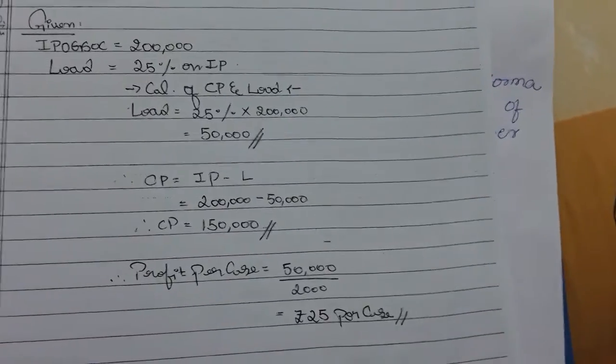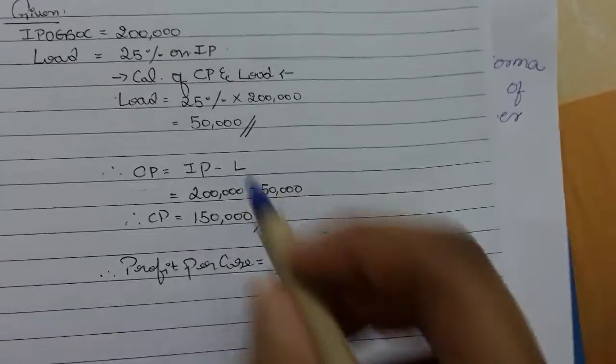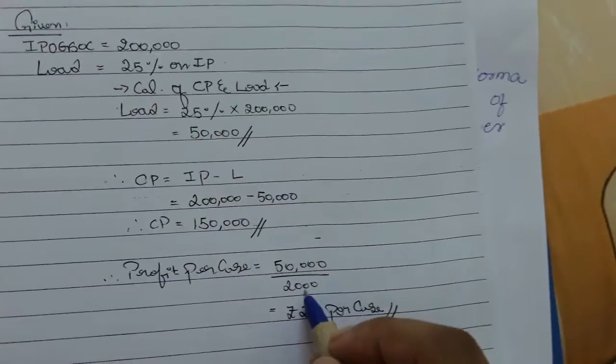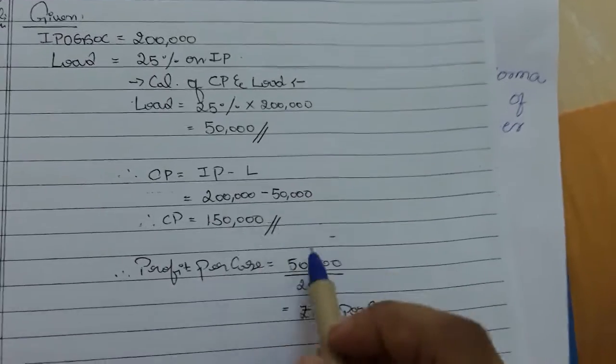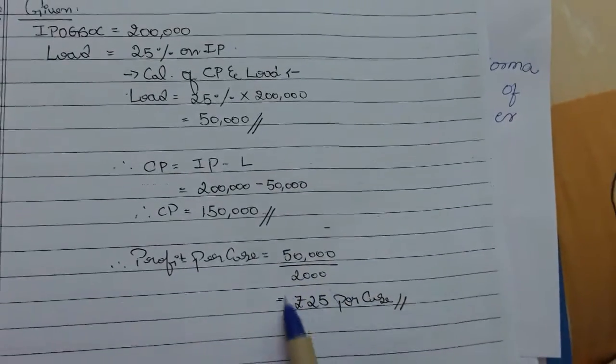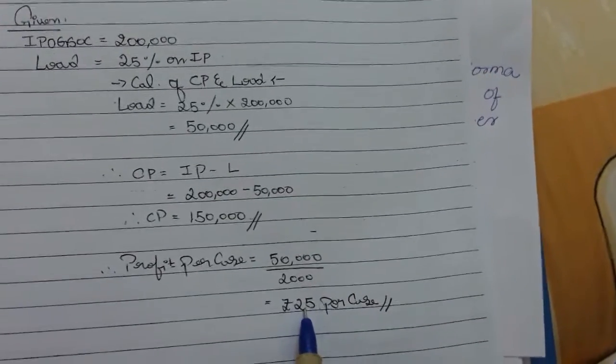Next we are supposed to calculate the profit on each case. For one case, what is the profit we are supposed to calculate? The total profit is 50,000, right? So we have calculated the profit. What number of cases are they sending? They are sending 2000 cases. So 50,000 divided by 2000 is 25 per case. They are earning a profit of 25 rupees per case.